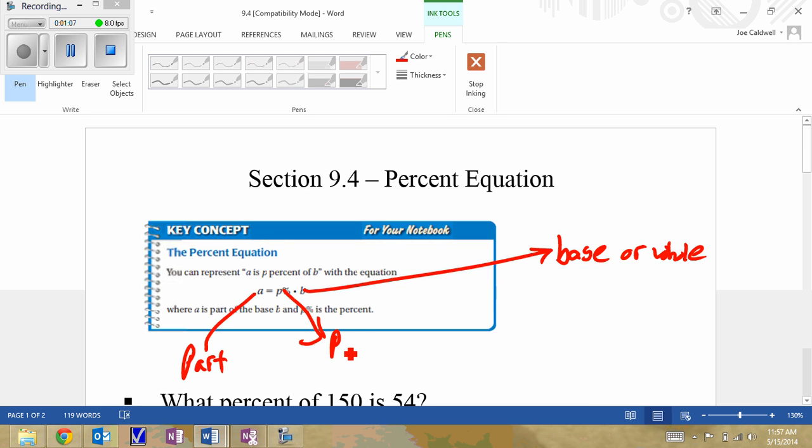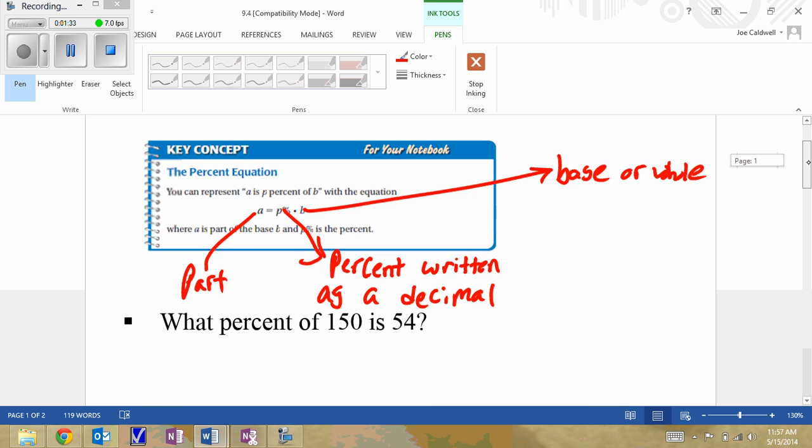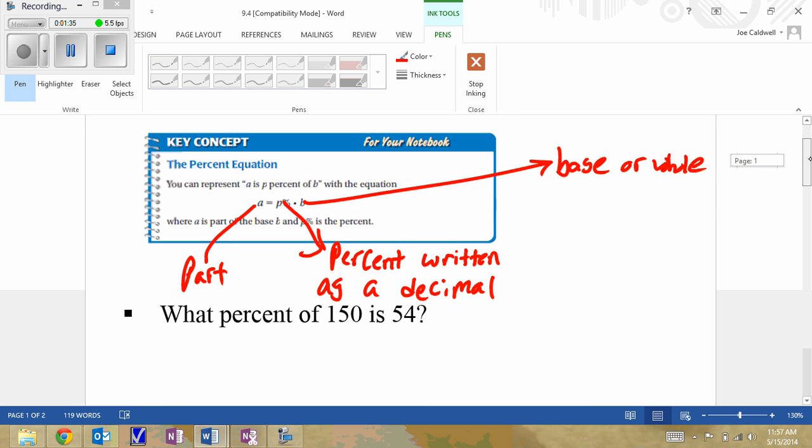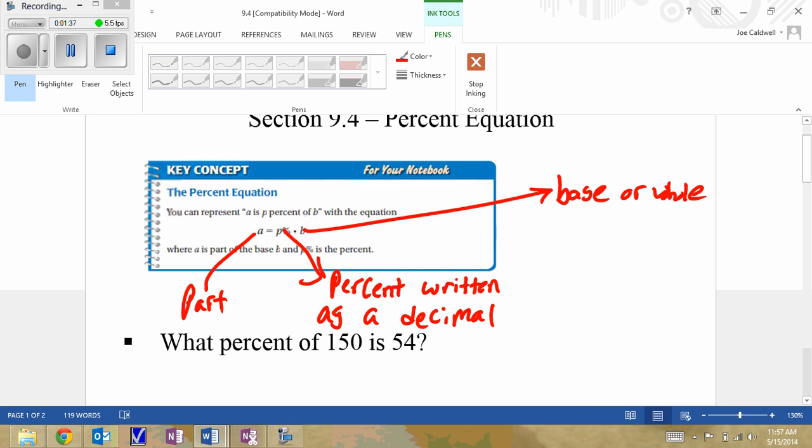P is still the percentage, or the percent value, written as a decimal though, which you just learned last section. So it's the percent written as a decimal. And if you're solving for the percent, that answer will often end up as a decimal as well, and then you can just turn it into a percent. Okay? So the key thing when you're looking here, like we've talked about in class, is look for that question word. So what is being asked?